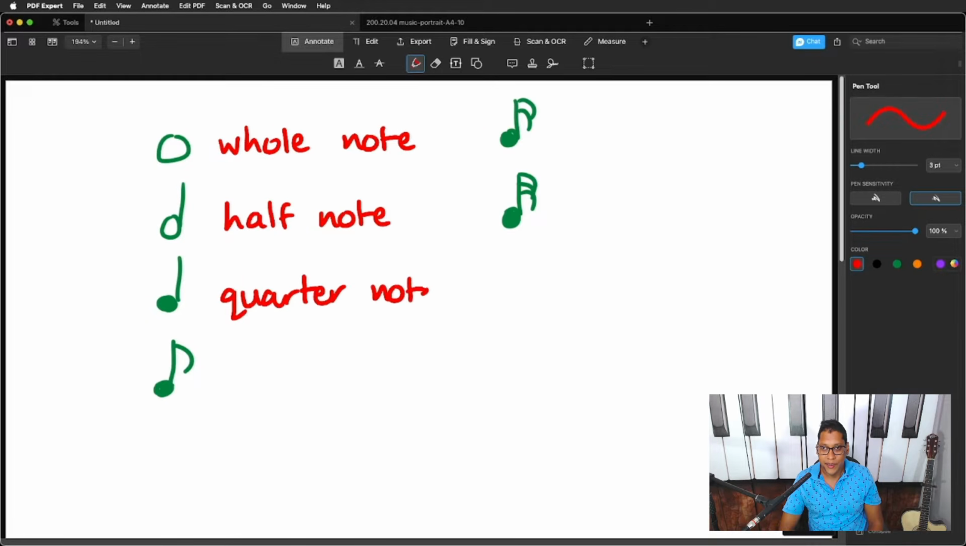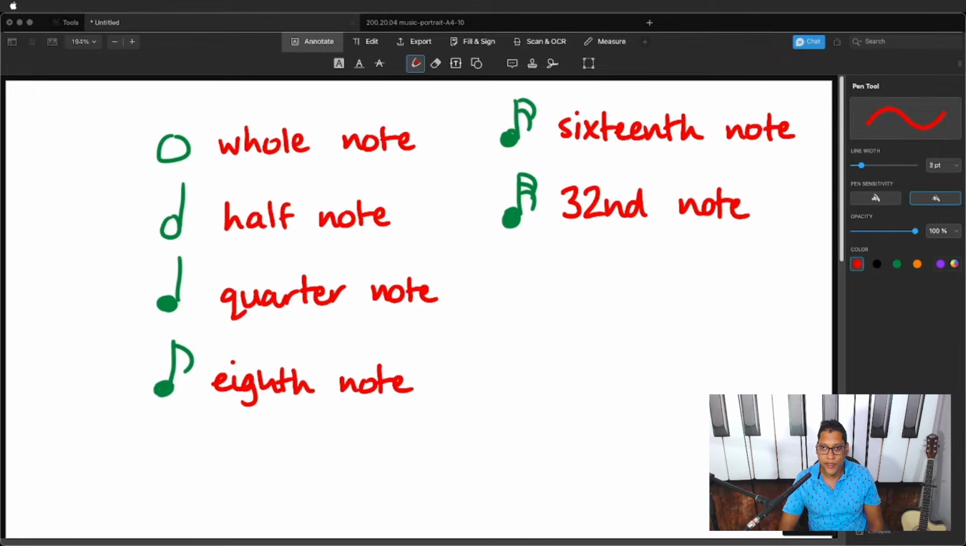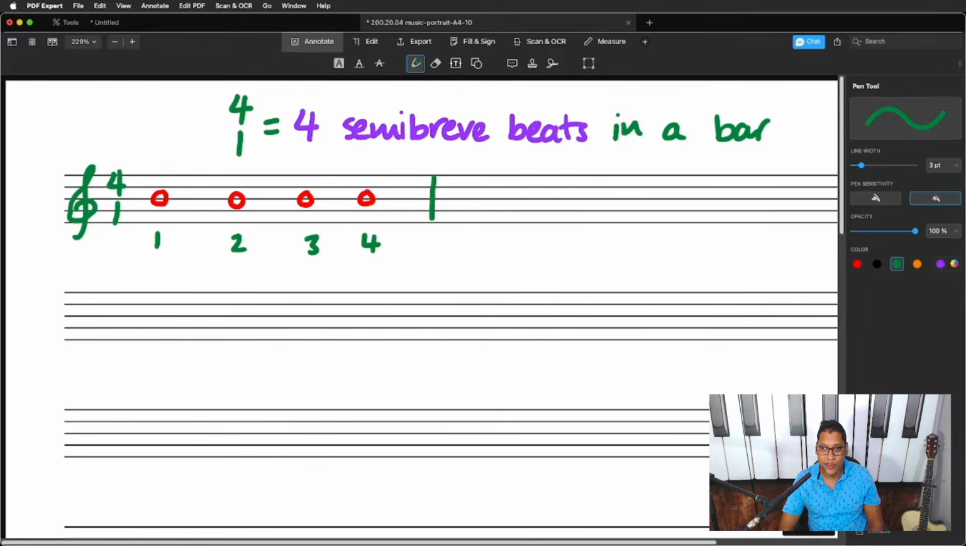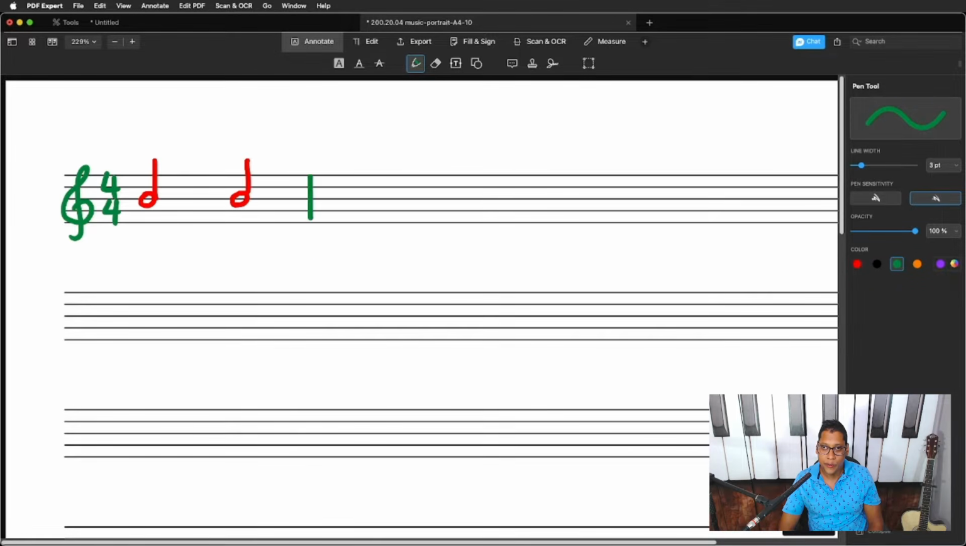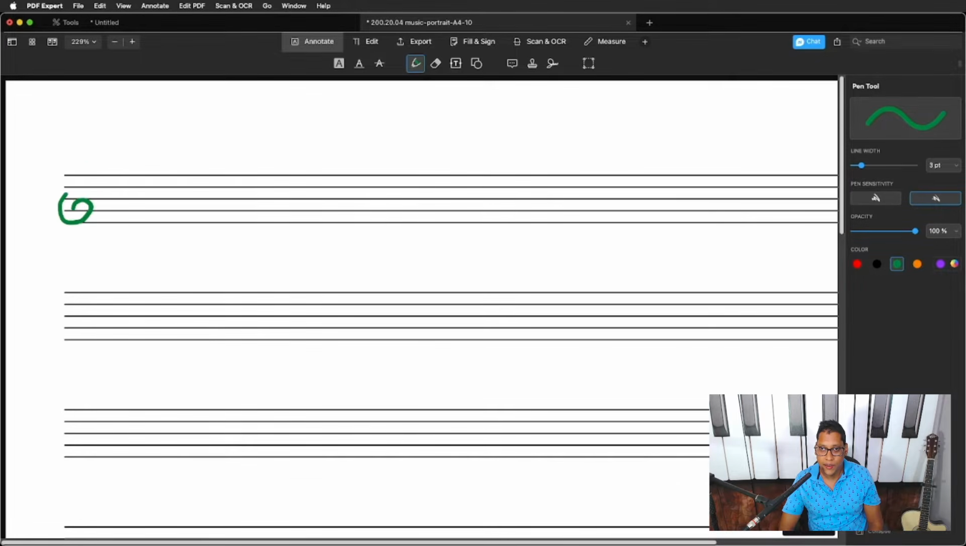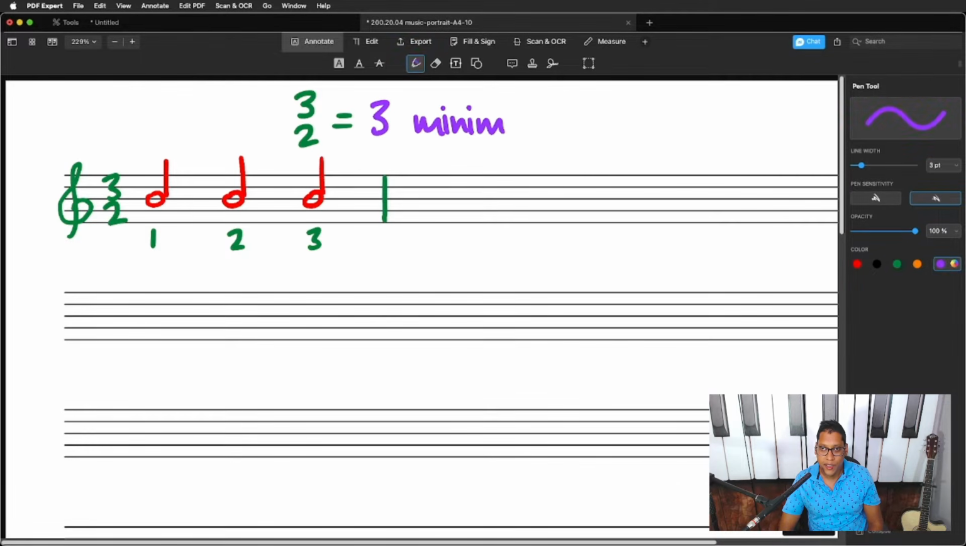For example, a semibreve can also be known as a whole note. It lasts for a whole bar of 4/4 time. In other words, one semibreve equals one bar of 4/4. So, for semibreve beats, the bottom number of your time signature would be 1. A minim can also be known as a half note. It lasts for half a bar of 4/4 time. So 2 minims equals 1 bar of 4/4 time. So if your beat is a minim, the bottom number of your time signature has to be 2.